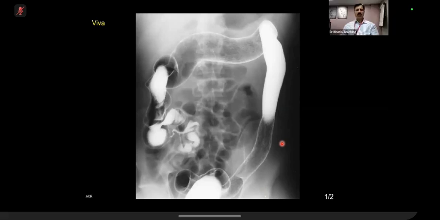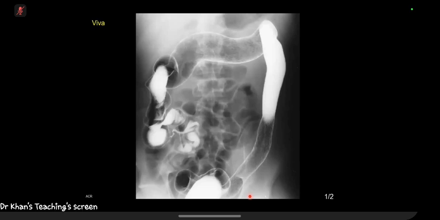Okay, so how do you explain this appearance of lead pipe? What happens? Because of, I presume, the pre-existing superficial ulcers and the blunting of haustra, over a long period of time the colon kind of gets a bit fibrosed, or that's my assumption. But I probably don't know the underlying pathology.